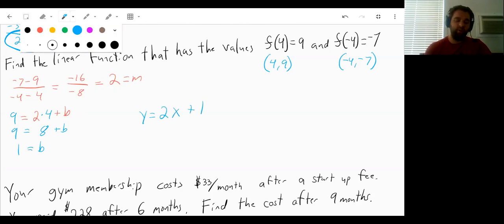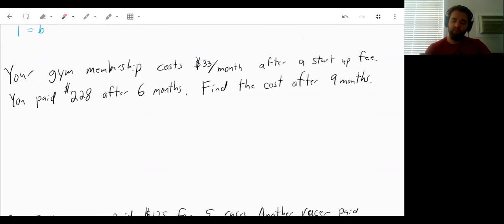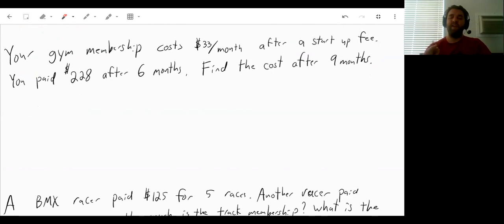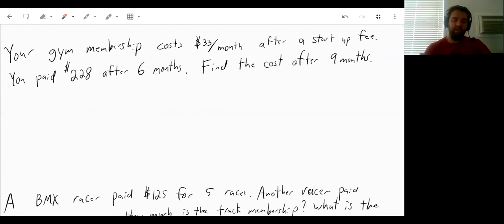Let's go and try one word problem, and then I'll cut you loose to work on your homework. Oh, sorry, 2 word problems, and then I'll cut you loose to work on your homework. So your gym membership costs you $33 each month after an initial membership fee.